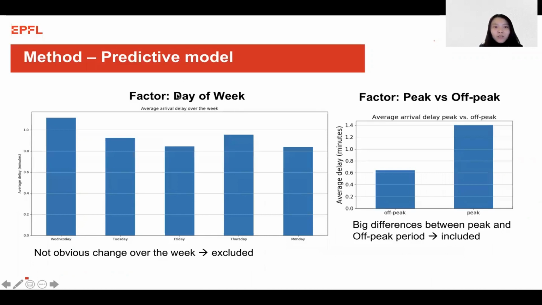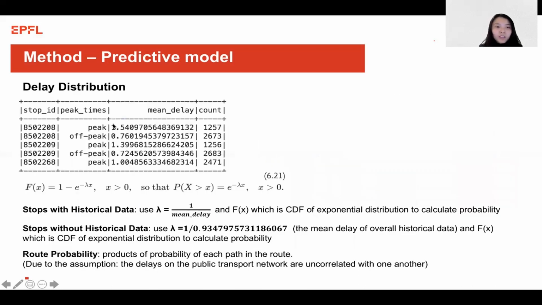And for the factors, we consider day of week and peak and off-peak time. And finally, we only pick the peak and off-peak time to include in our predictive model. And here is the final delay distributions. For stops with historical data, we use the corresponding mean delay and also the CDF to calculate the probability. And for route probability, we use the product of the probability of each leg of the route.